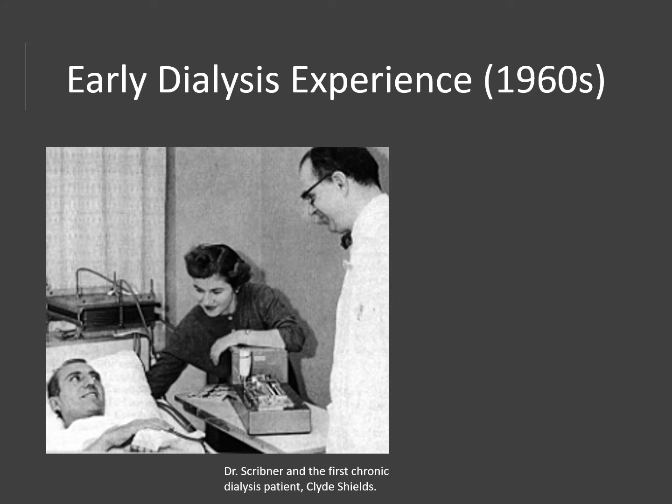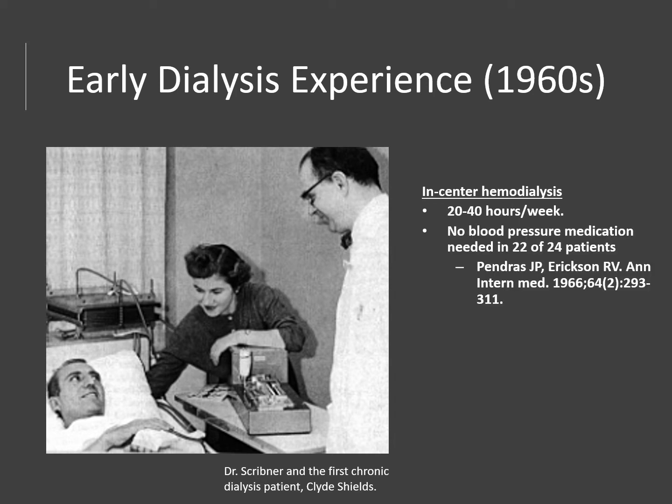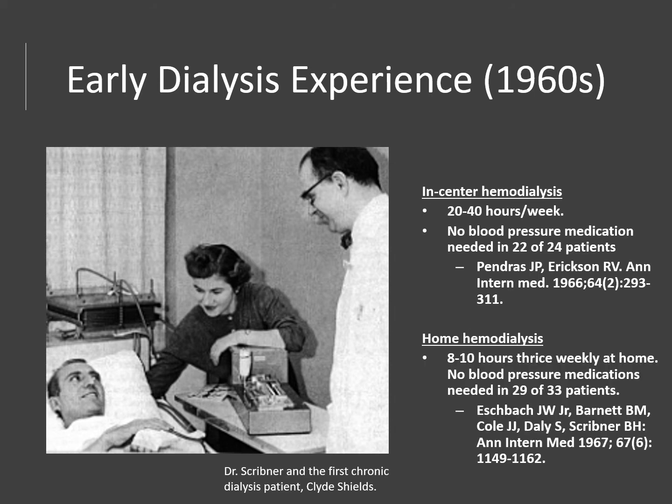As many of you know, chronic dialysis was pioneered in Seattle. And back then, patients, if they did in-center dialysis, they dialyzed for 20 to 40 hours per week. And the vast majority of these patients needed no blood pressure medications. Similarly, back then they would do home dialysis and they would dialyze for 8 to 10 hours thrice weekly at home, so between 24 and 30 hours of dialysis. And the vast majority of these patients also required no antihypertensive medications. So we definitely can control blood pressure in the dialysis population with volume control.